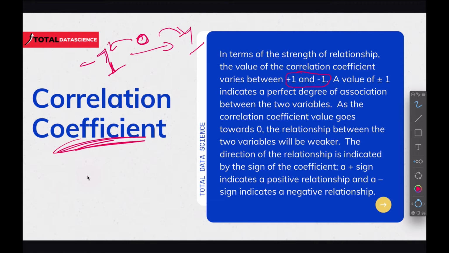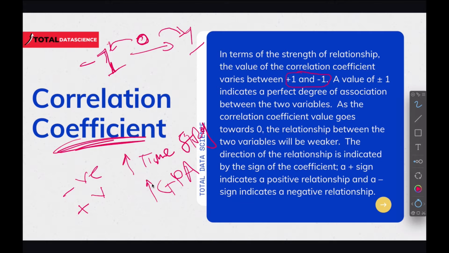You can have a negative correlation, or you can have a positive correlation. For instance, if we take the time you use to study and your GPA, it can have a positive or a negative correlation. Maybe the more you study, the more your GPA goes up, so that becomes a positive correlation. Or maybe the more you study, your GPA goes down, and that becomes a negative correlation.